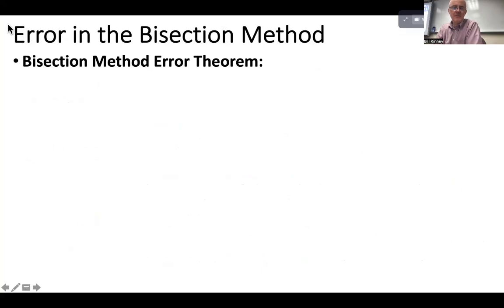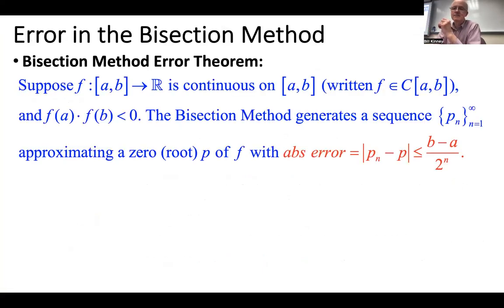Bisection method error theorem says this. Suppose you've got a continuous function on a closed and bounded interval. It could be continuous over the entire real number line, by the way. I mean, our function here is cosine of x minus x. That is continuous everywhere. But the interval we're concerned about is the interval from 0 to 1. It's continuous on that interval.